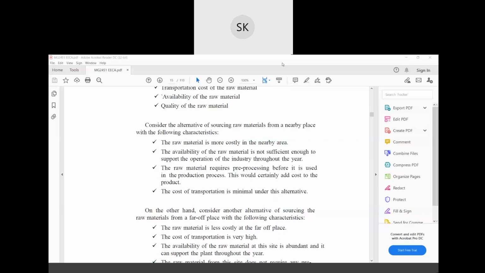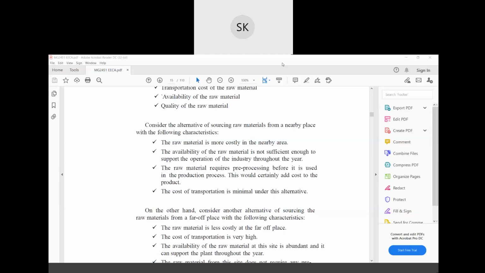Yes, ma'am. So whenever you get alternatives, you have to see the negative and positive points. Where you have the positive points, you have to take that. Rohini, yes, cheap transportation is there, but you are getting this raw material at a very high cost. Plus, you need to do pre-processing of that raw material. That will cost you extra charge again.